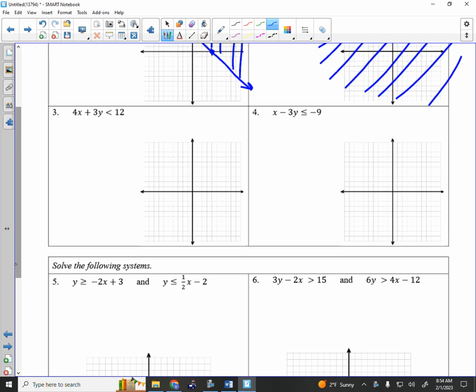I'm going to show you a different way of dealing with problem number 3 in hopes that some of you may actually make use of this, and then I'll do it the way I think you would do it for problem number 4. But for problem number 3, it says 4x plus 3y is less than 12. I am going to not put it into slope-intercept form. I'm going to graph it using intercepts. If I put 0 in for y, what do you see as the x-intercept? 3. So I mark 3 on the x-axis.